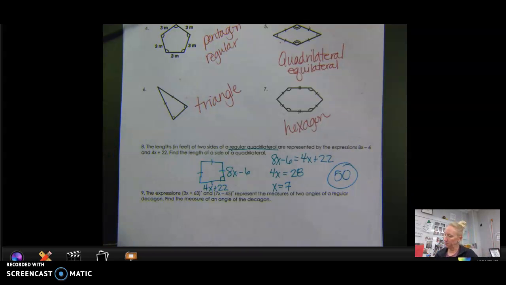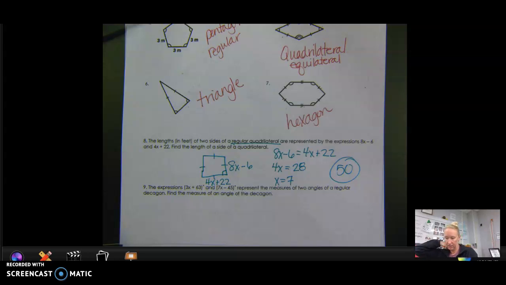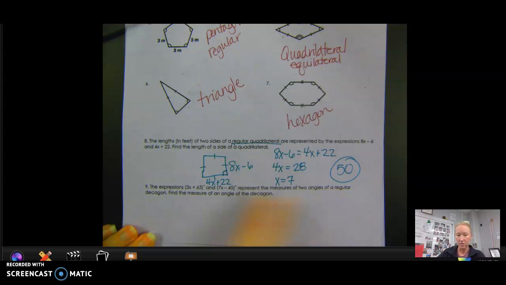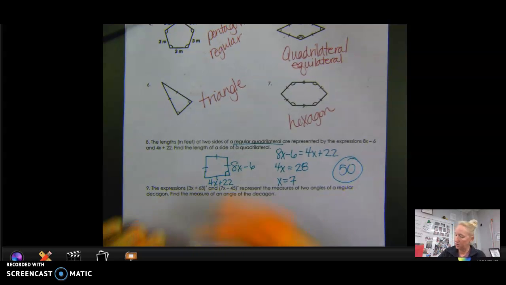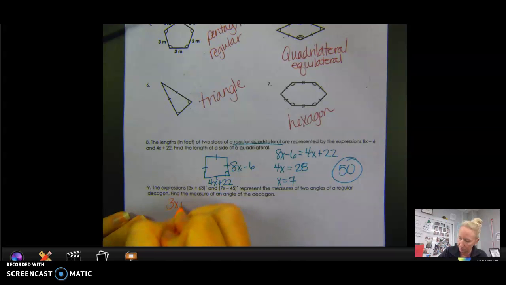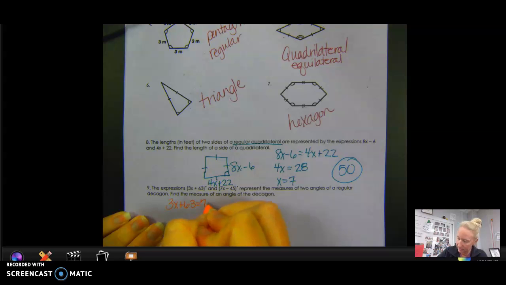All right, next one. The expressions 3x plus 63 and 7x minus 45 represent the measures of 2 angles of a regular decagon. Decagon is 10 sides. Regular means it's equilateral and equiangular. So these angle measures are equal to one another, so I'm going to set them equal. They want me to find the measurement of the angles of this decagon.